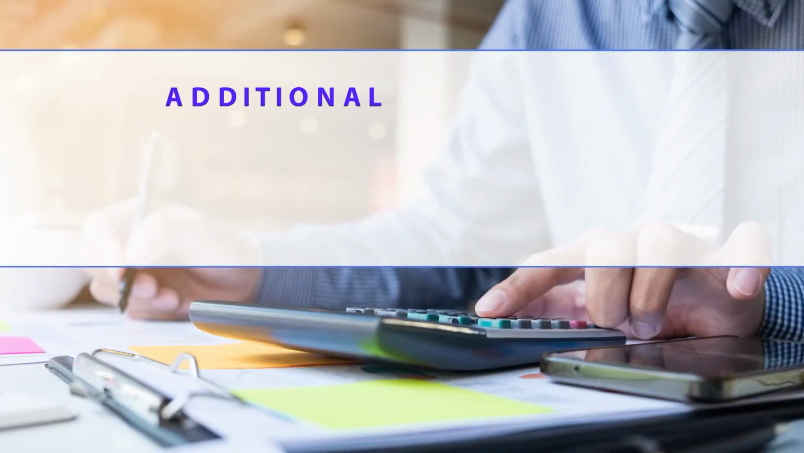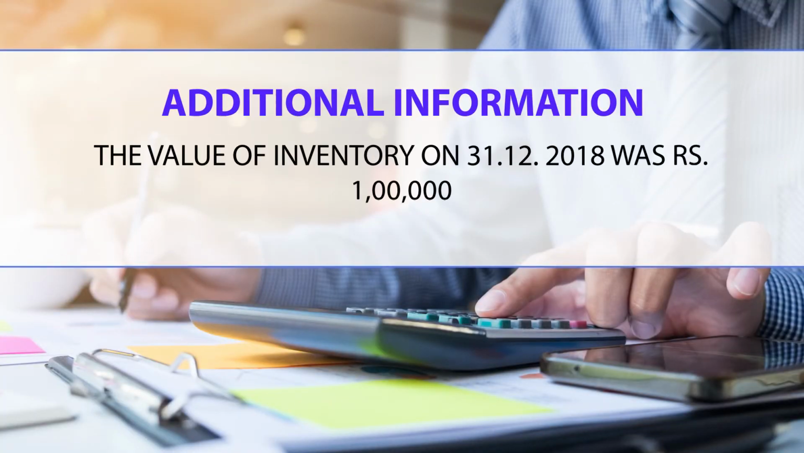The first adjustment is that the value of the inventory on 31st of December 2018 was rupees 1 lakh. So this is the closing stock, because this is the inventory on 31st of December 2018. This is the amount of closing stock, rupees 1 lakh. The amount of opening stock we have been provided with inside the trial balance.